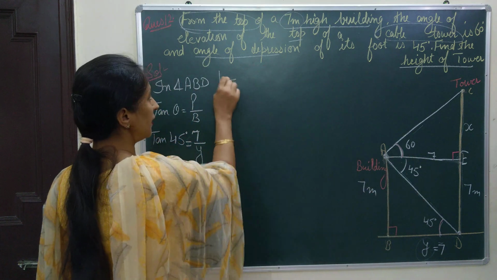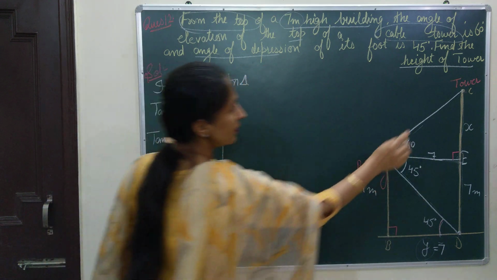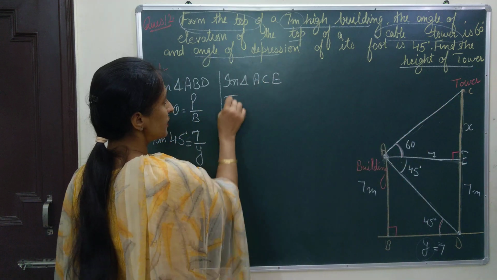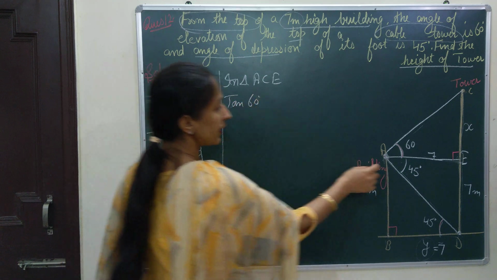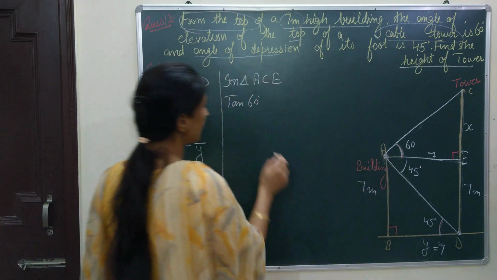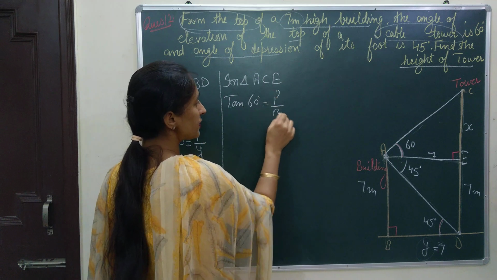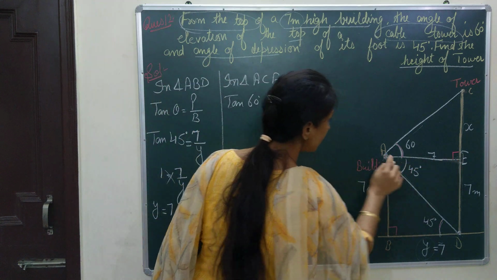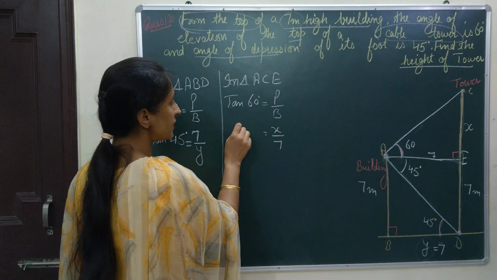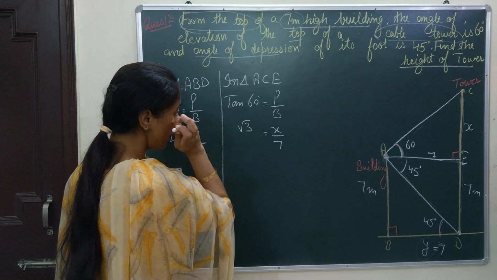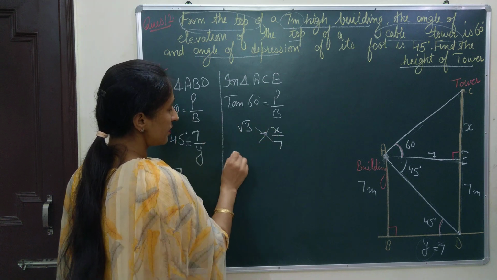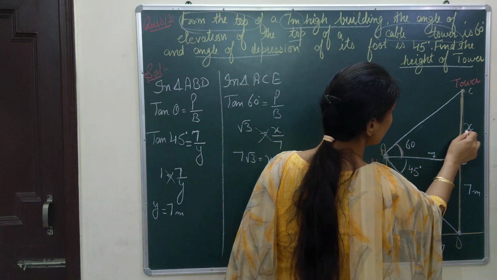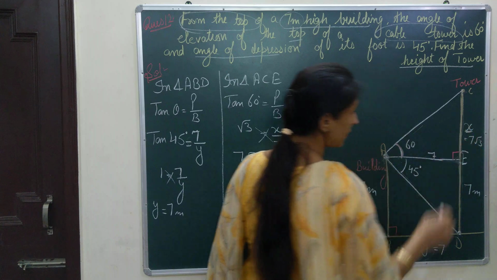Now in the other triangle ACE, we use tan of 60 because the angle at the base is 60 degrees. Tan is perpendicular by base. The perpendicular here is X and the base here is 7, and tan of 60 is root 3. Now let us cross multiply it. 7 root 3 is equal to X. You have got that the value of X is 7 root 3.